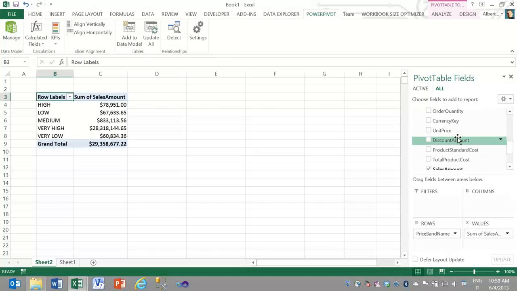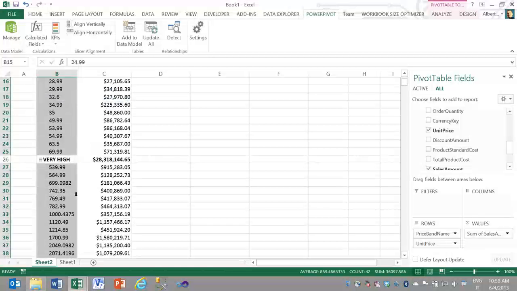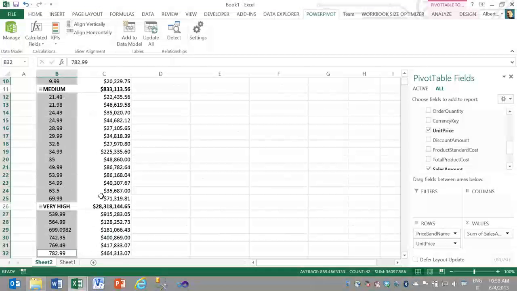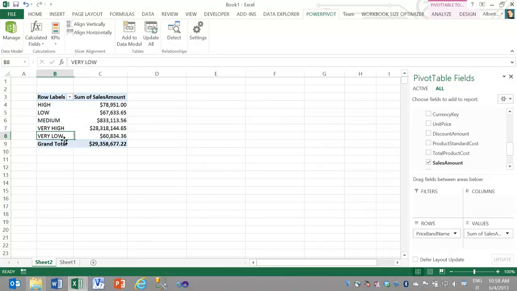Of course, if you still want, you can take the unit price, put it there, and you see the prices which are in different positions. Data is not sorted correctly. High, low, medium, very high, very low. Either you use a prefix there, or you compute the price band code in the fact table, you sort by column as we did with the date, and you're done solving the solution.